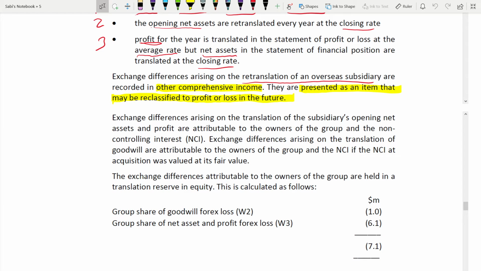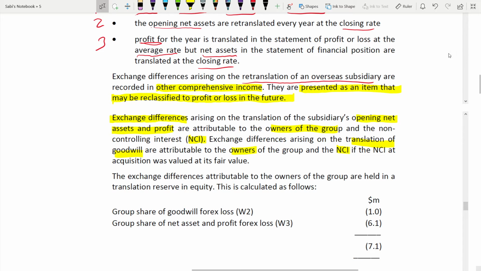The next paragraph says exchange differences arising on the translation of the subsidiary's opening net assets and profit attributable to the owners of the group. You need to know who this exchange difference goes to. When you translate their opening net assets and profits, it is attributable to the owners of the group and the NCI. Please understand this. Exchange differences also, a portion of it, the owners' portion goes to the owners and the balance goes to NCI. So the exchange differences arising on the translation of goodwill attributable to the owners of the group, when you translate the goodwill also, it will go to the owners and the NCI.